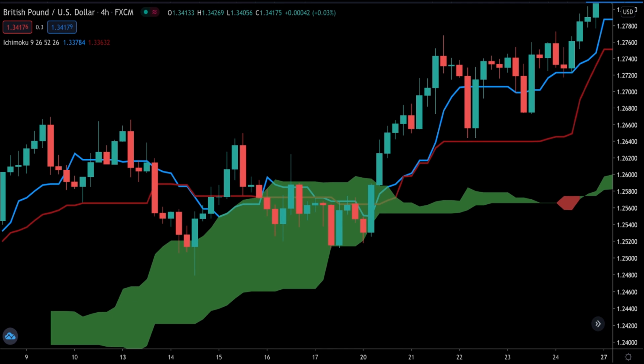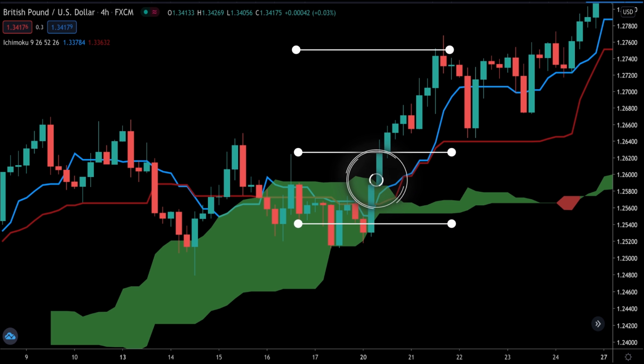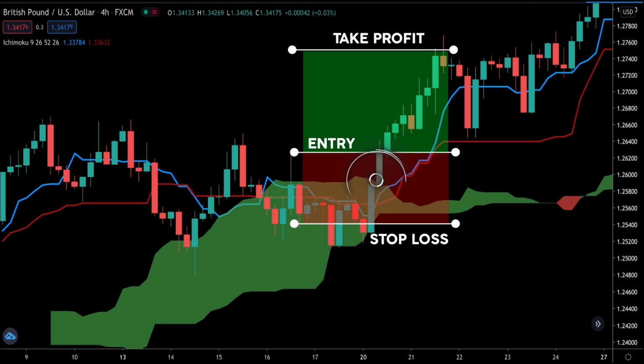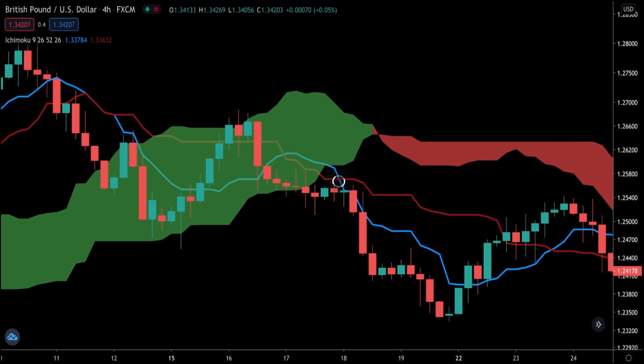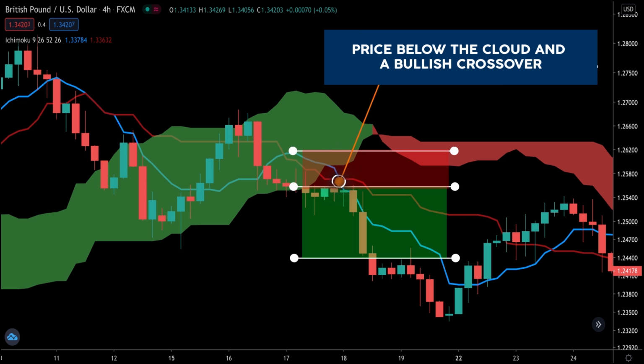Here are two examples to illustrate this strategy. Here we have price above the cloud and a bullish crossover. Your entry, stop loss and take profit target might look something like this. And over here, we have price below the cloud and a bearish crossover. This is how your entry, stop loss and take profit might look like.